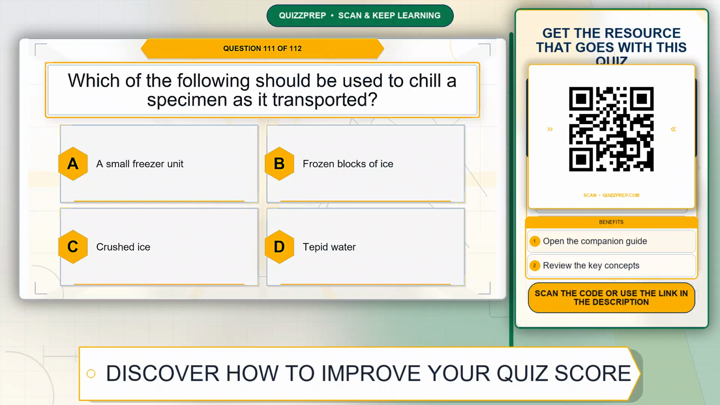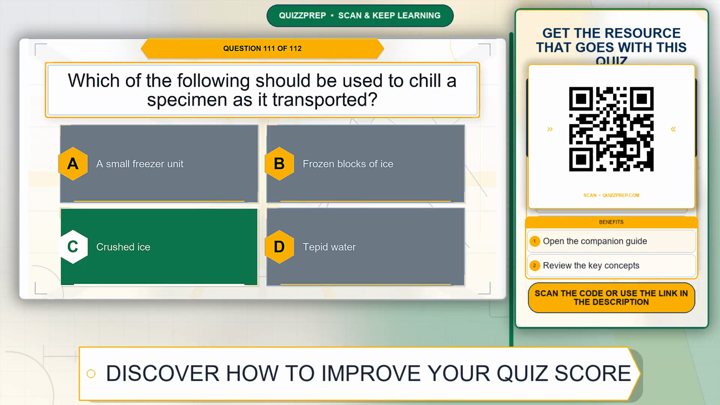Question 111. Which of the following should be used to chill a specimen as it is transported? Option A, a small freezer unit. Option B, frozen blocks of ice. Option C, crushed ice. Option D, tepid water. The correct answer is option C, crushed ice.